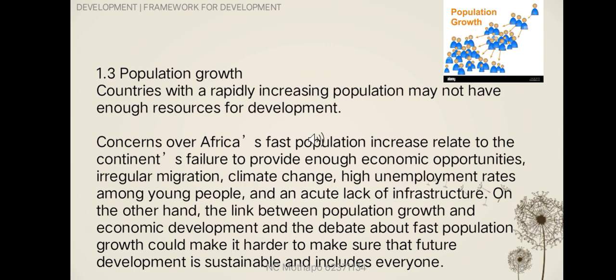We all know that when an area has a lot of people, it is very difficult to provide each and every person in that area with all the resources that they need, more especially looking at the high unemployment rates that we have in South Africa. When people are not employed, the economy suffers. When the economy suffers, our development is also negatively impacted.